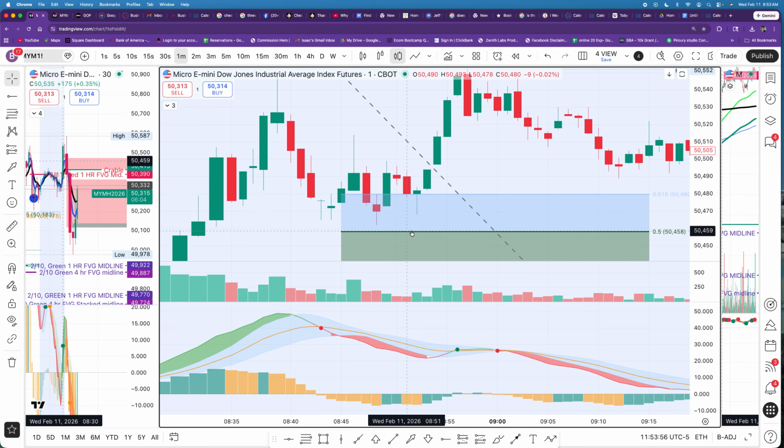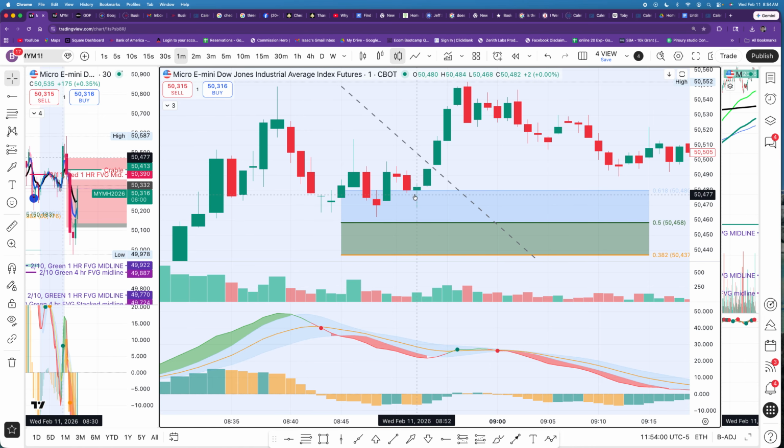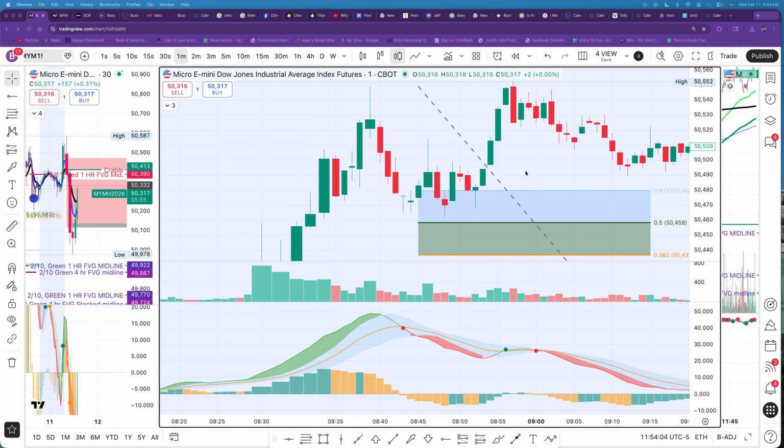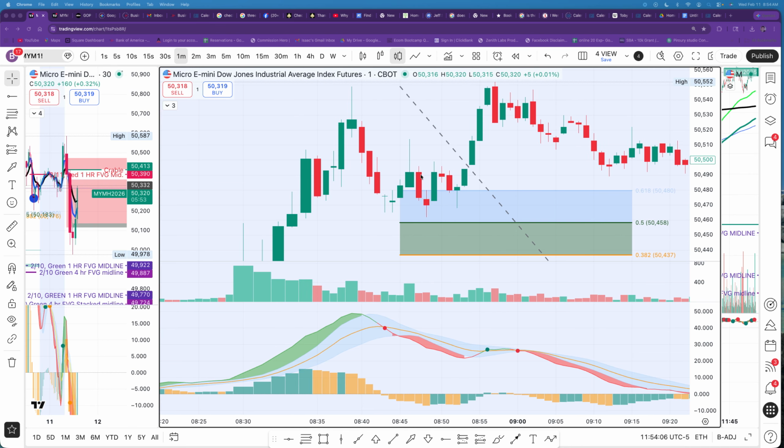It never really quite touched the level, but once you get a nice hammer, we definitely had a nice trade off that. But anyway, I did manage to bank some profits off this one right here.